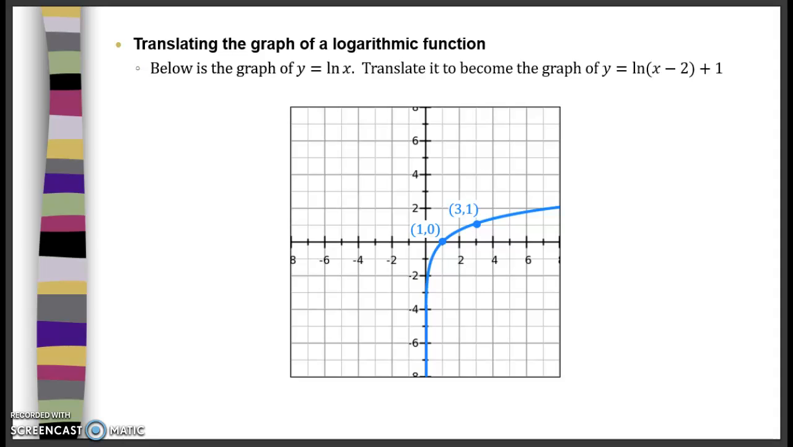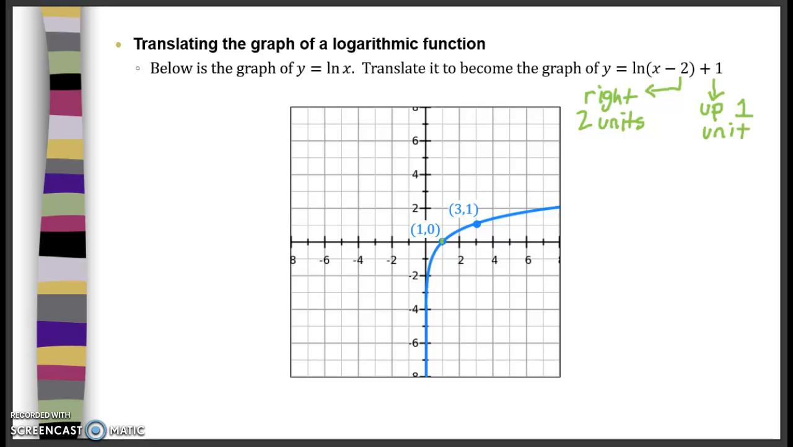So first let's go back to our translations and what they mean. This minus 2, what is that going to do to the entire graph? It's going to make it shift to the right 2 units. So all of our x values are moving to the right 2. And then what is this 1 going to do? It's going to shift it up 1 unit. So all of our y values are shifting up 1 unit.